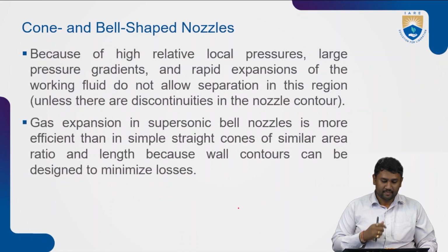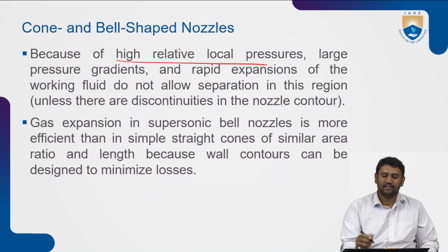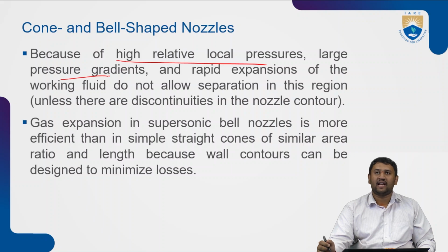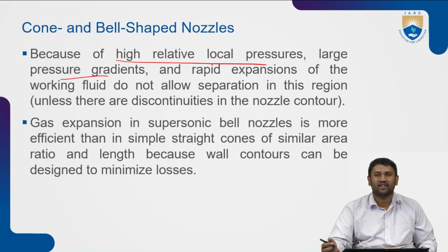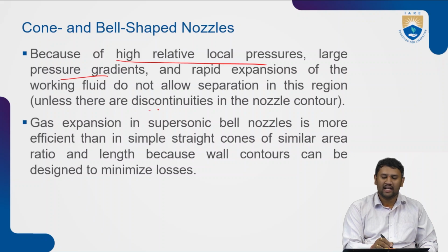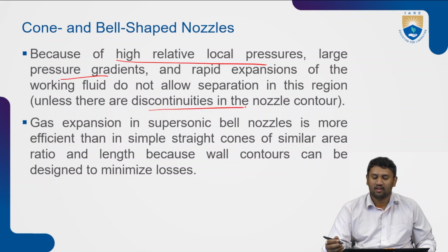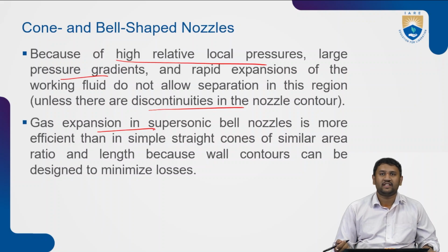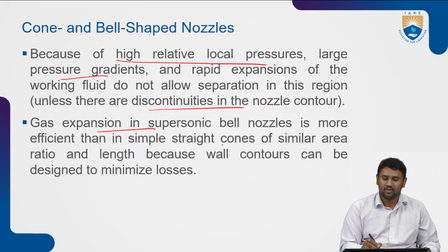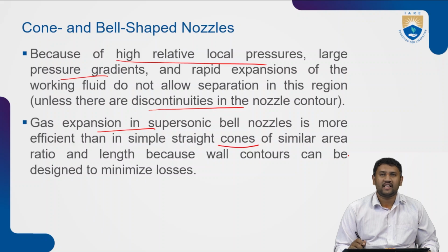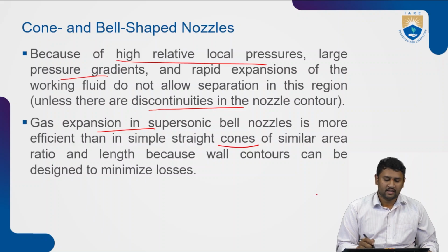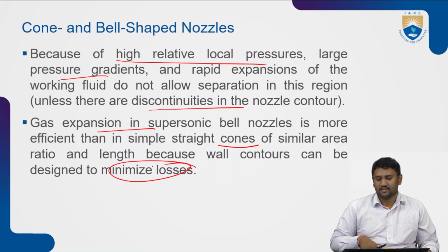This is because of the high relative local pressures and the large pressure gradients and rapid expansions of the working fluid, which do not allow the separation of the flow region unless there are any discontinuities in the nozzle contours. Gas expansion in a supersonic bell nozzle is more efficient than in a simple straight cone of a similar area ratio and length because wall contours are designed to minimize losses.